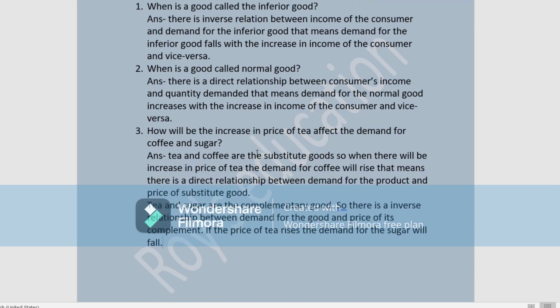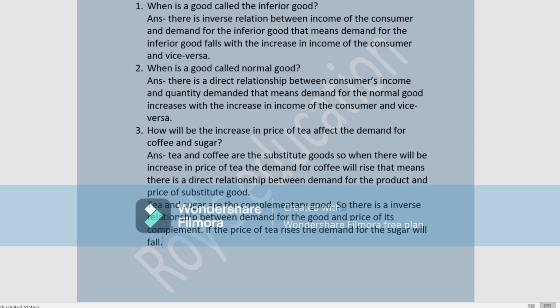the consumer. Next is, how will the increase in the price of tea affect the demand for coffee and sugar? So first let's discuss one by one. How will the increase in the price of tea affect the demand for coffee? Now, both tea and coffee are substitute goods. So when there is an increase in the price of tea, the demand for coffee will rise. That means there is a direct relationship between the demand for a product and the price of its substitute good.